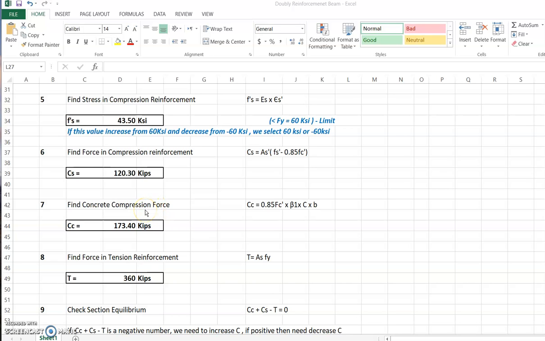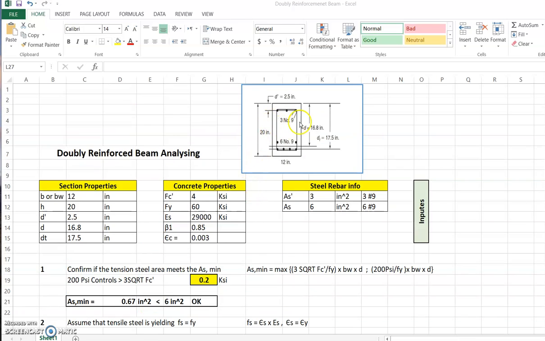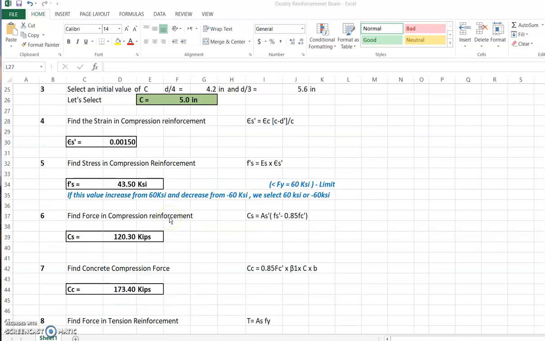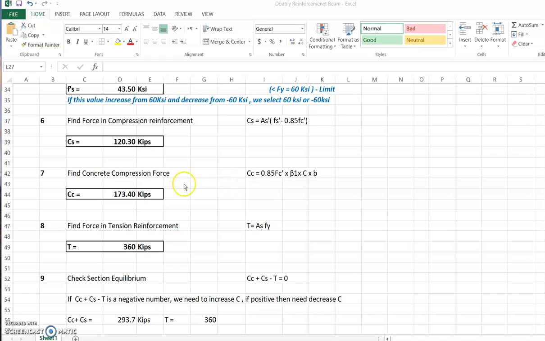So we find the concrete compression force at the top layer. The equation for that is C_c equals 0.85 f'c multiplied by beta 1 multiplied by c multiplied by b. So we have b, we have beta 1, we have c, the trial c, and we have all these values. Plug and check, and we get C_c of 173 kips.